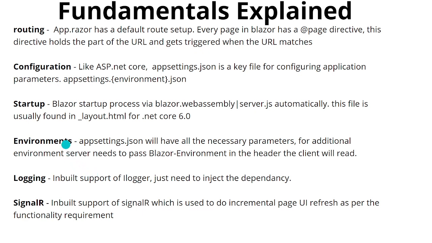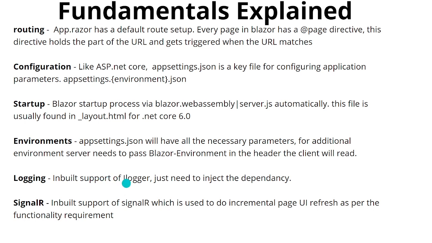So we'll come to the environments. Environments are again a similar concept to .NET Core. You can create your own file, like appsettings.development.json, and through the headers part Blazor will understand that if this is for development purposes, it will have the configuration mentioned in appsettings.development.json.